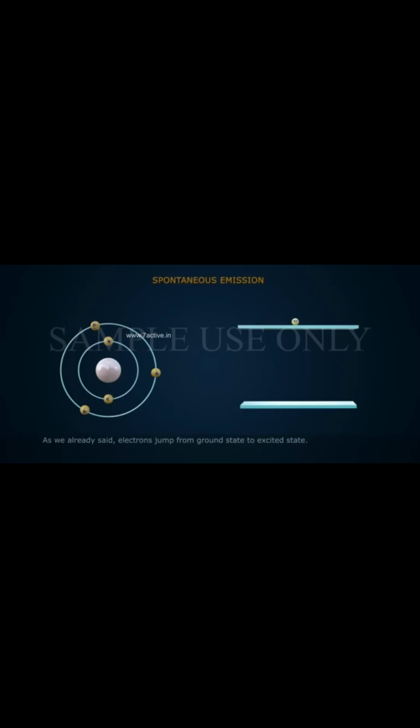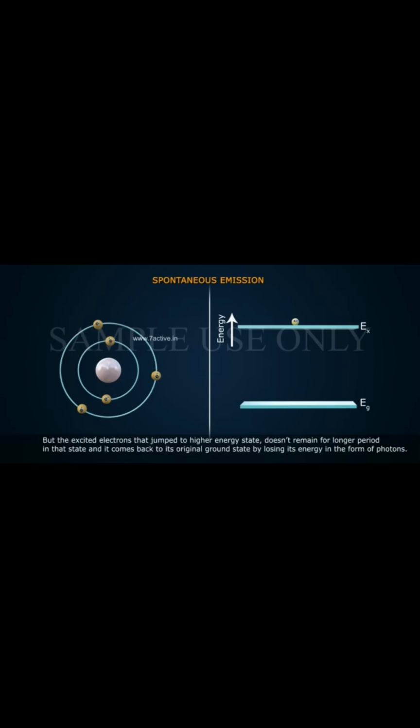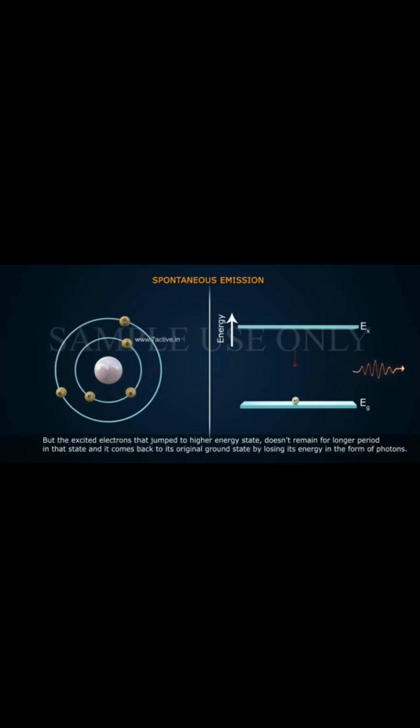Spontaneous emission. As we already said, electrons jump from ground state to excited state. But the excited electron that jumped to the higher energy state doesn't remain for a longer period in that state, and it comes back to its original ground state by losing its energy in the form of photons. The photons don't have any correlation in phase and thus are considered incoherent light.